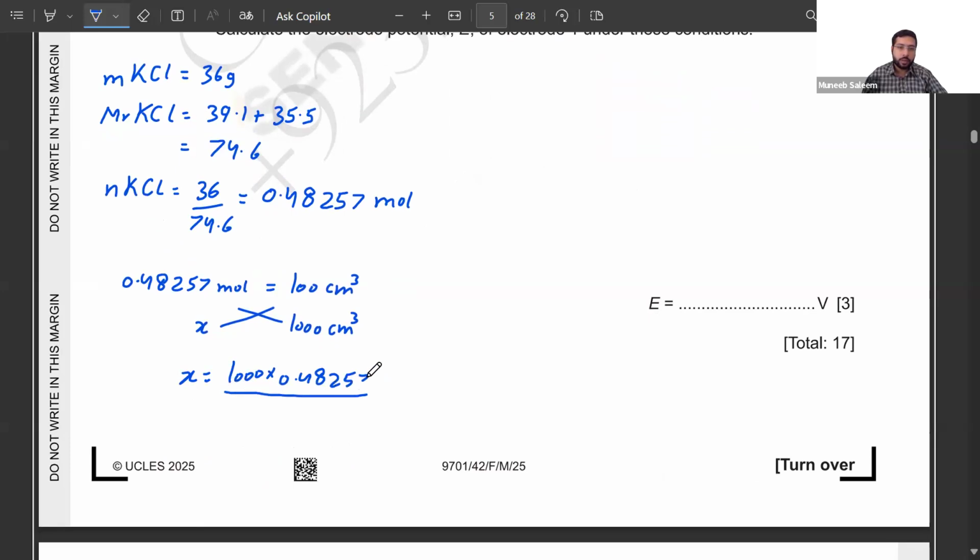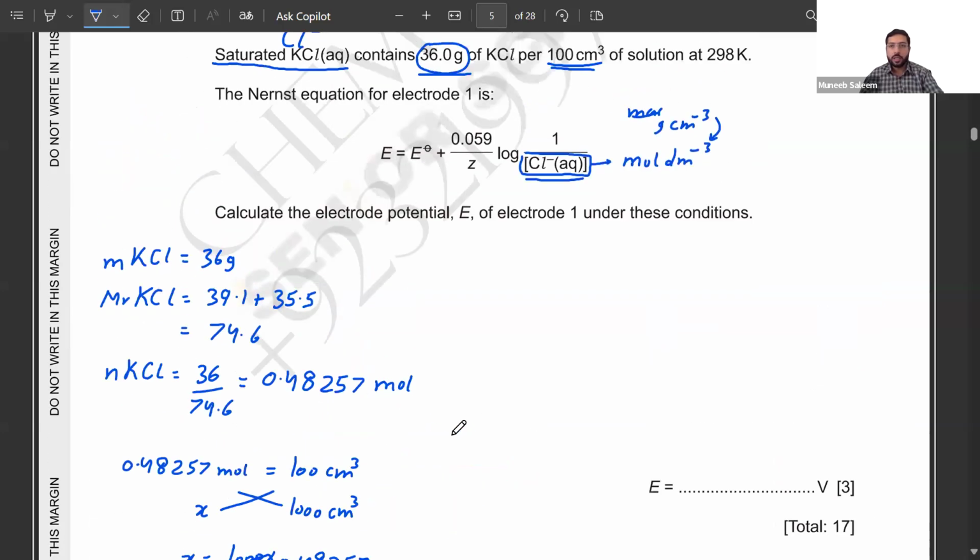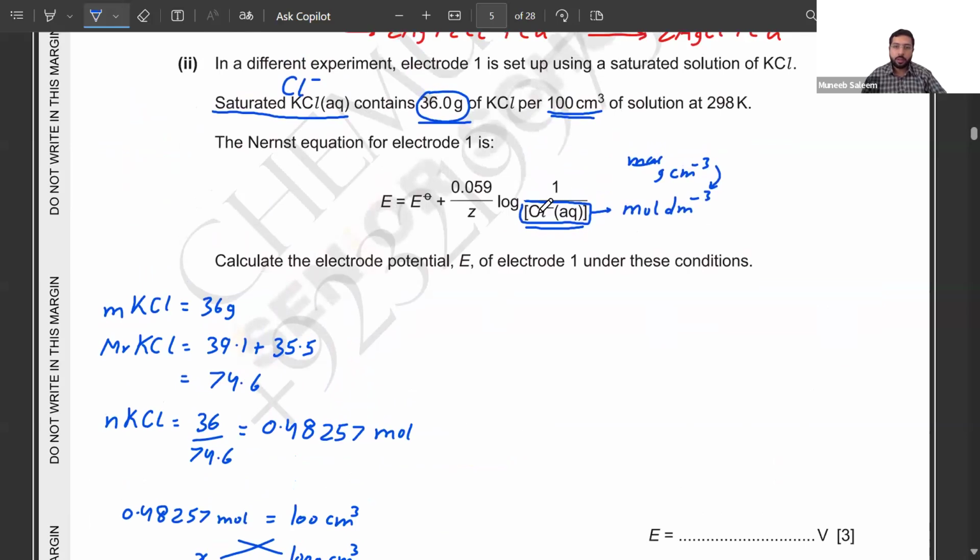0.48257 divided by 100, which means this 100 is cancelled out. So it will be multiplied with 10 and you will get 4.8257 mole. So this is the amount of mole per dm cube, the concentration of the KCl in mole per dm cube. Okay, we have calculated this value. The concentration of Cl negative is done.